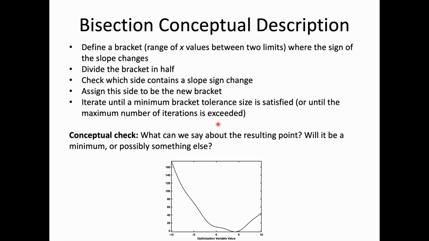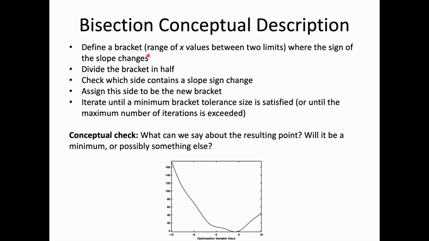Here's a conceptual check. If we go through this process, what can we say about the resulting point? Is it going to be a minimum or possibly something else? Recall there are three different possibilities if we have a point where the derivative of a function is equal to 0. We can have a minimum, maximum, or a saddle point.